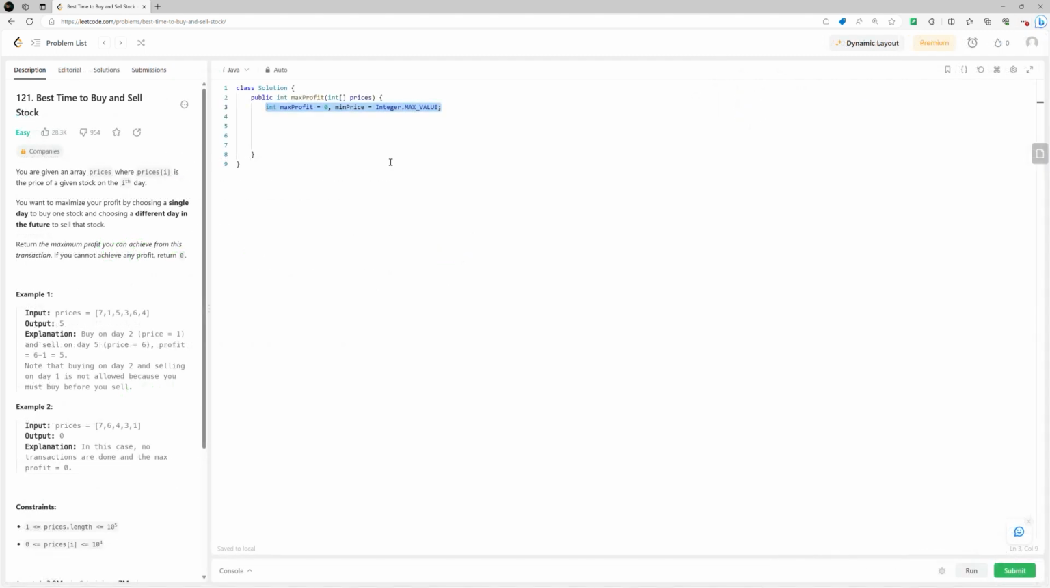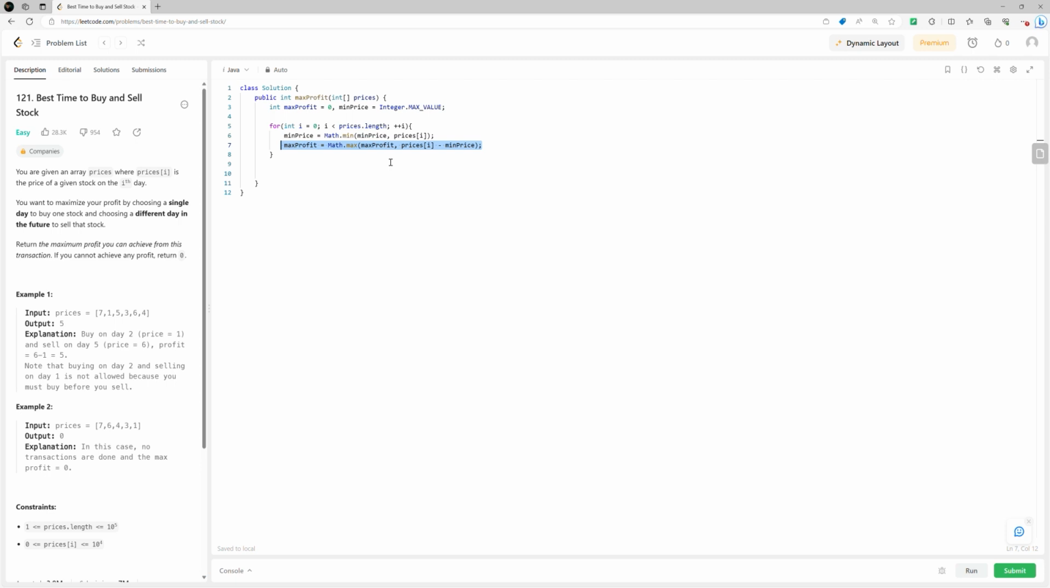So the initial value of the max profit will be 0, and the minimum price will be set to the largest integer value, so it can be reset when we visit the first element of the input array. Next, we will traverse the prices, and we will do two things. We will first check the minimum price. Can we update the minimum price up to this point? So we are looking for a local minimum by comparing the current minimum price and the price that we are currently observing. If the current price is smaller than the minimum price, then we just update the minimum price to reflect that.